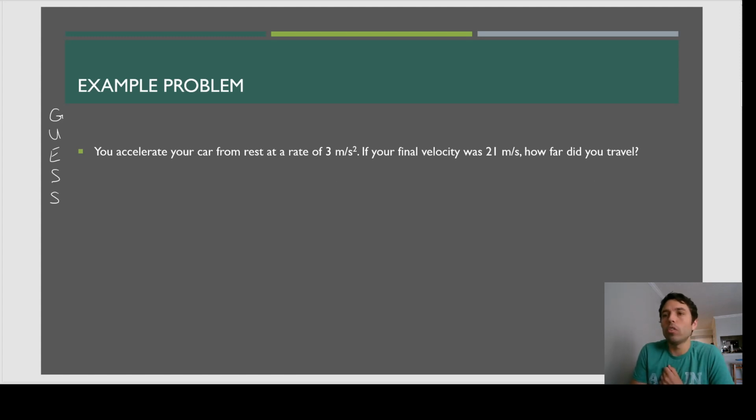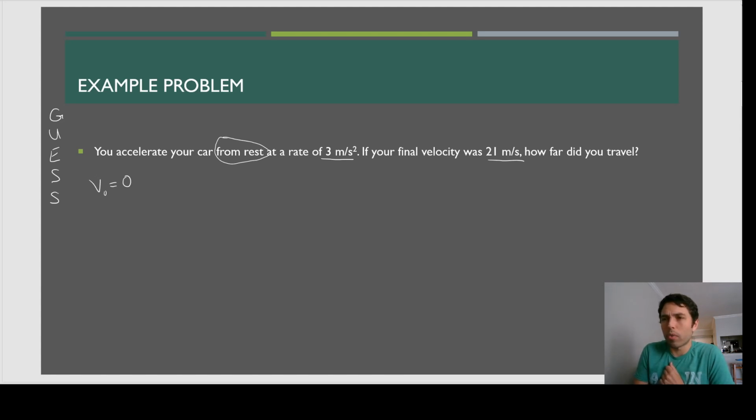So what do we know? What does the problem give us? Usually the numbers are going to be given. So we accelerate from rest. Ooh, that is an important term there. From rest means from a stationary position, right? In other words, what was our initial velocity, v naught? 0. That's a given to us.